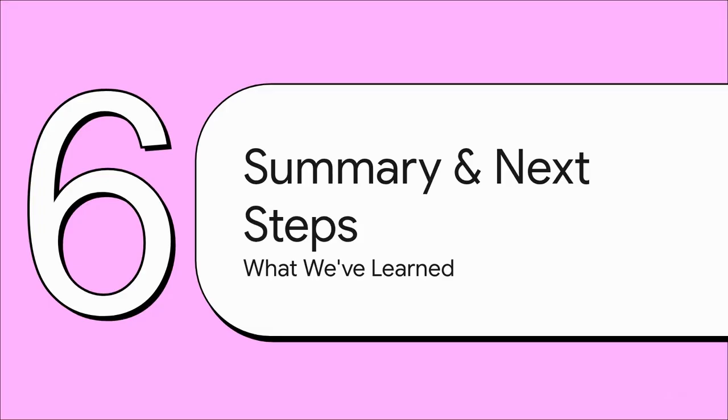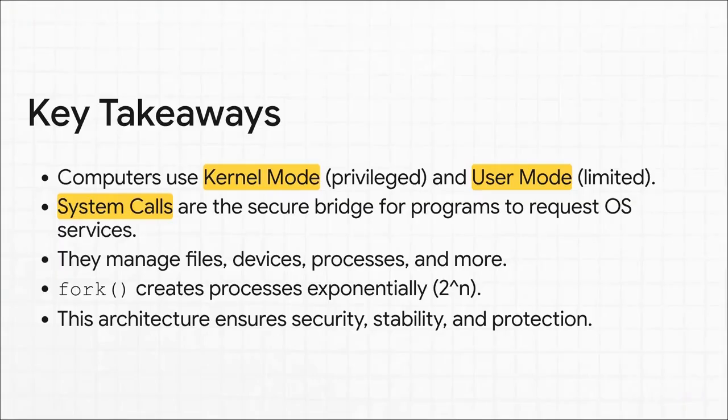Okay, that was a lot of ground to cover. Let's take a second and just lock in the key takeaways from our little journey into the heart of the operating system. So to recap, we've learned that computers have a protected kernel mode for the OS and a limited user mode for our apps. We saw that system calls are the secure bridge between them, and they manage basically everything a computer does. We saw a powerful call like fork can create processes exponentially, and most importantly, we learned this whole system is the absolute bedrock of system stability and security.